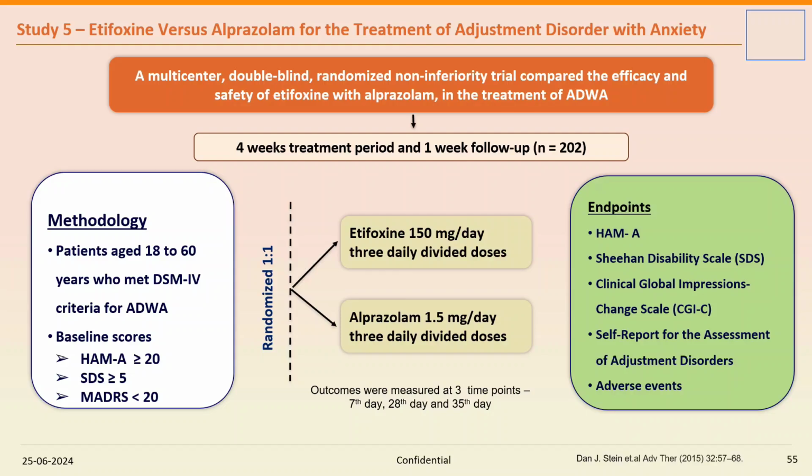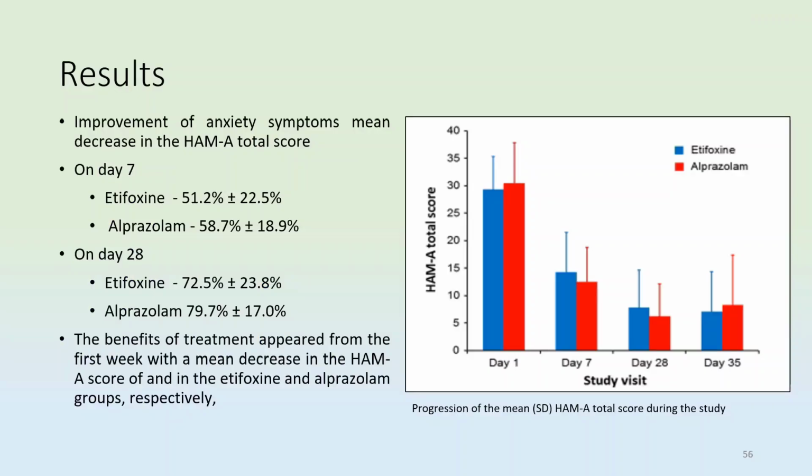The endpoints were HAM-A and self-report for assessment of adjustment disorders and adverse effects. The results were basically improvement on anxiety symptoms, with a mean decrease in the HAM-A total score. On day 7, etifoxine was at 51.2% and alprazolam was 58.7%, and on day 28, etifoxine was 72.5% improvement and alprazolam was 79.7%. The benefits of treatment appeared from the first week with a mean decrease in the HAM-A score in the etifoxine and alprazolam groups respectively.